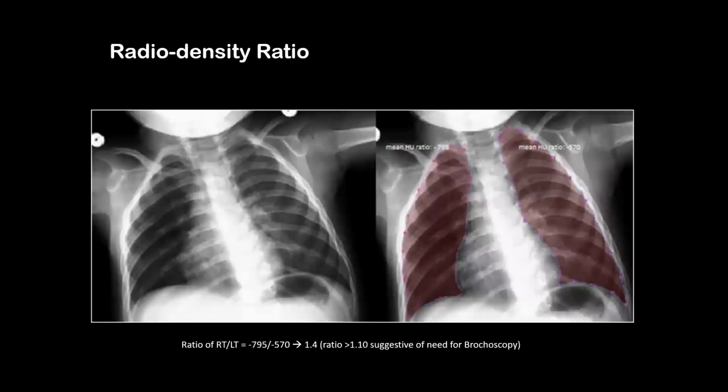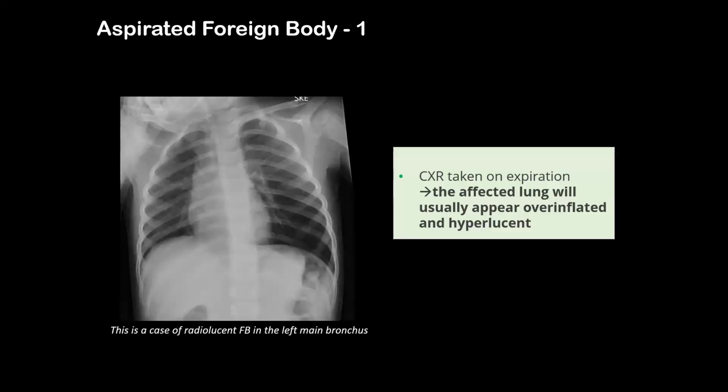So this is just an example of someone doing a radiodensity ratio. What they did was they took the Hounsfield units, which are the measurements of density, in the right lung, and compared them to the left lung, and then they divided them. So you divide the bigger number by the smaller number. And if it's greater than 1.1, it suggests that there is some unilateral air trapping and they might need a bronchoscopy. So this was an example of someone who'd aspirated a non-radiopaque foreign body.